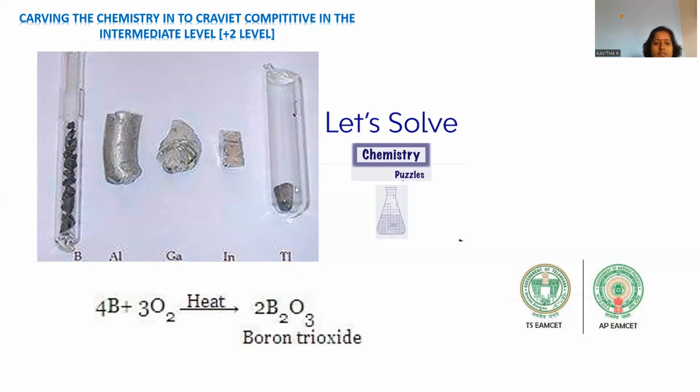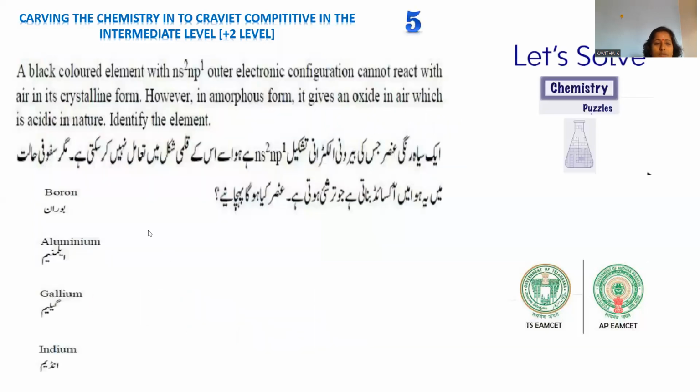Thallium, if you observe, is a somewhat dark color compound. This is not given in the options, so we need not consider it, but these are the colors of the compounds. However, boron in amorphous condition will react with air, and with oxygen upon heating it can be converted into B2O3. Boron trioxide formation is possible. The right answer will be option number 1. For question number 5, option number 1 is the correct answer.